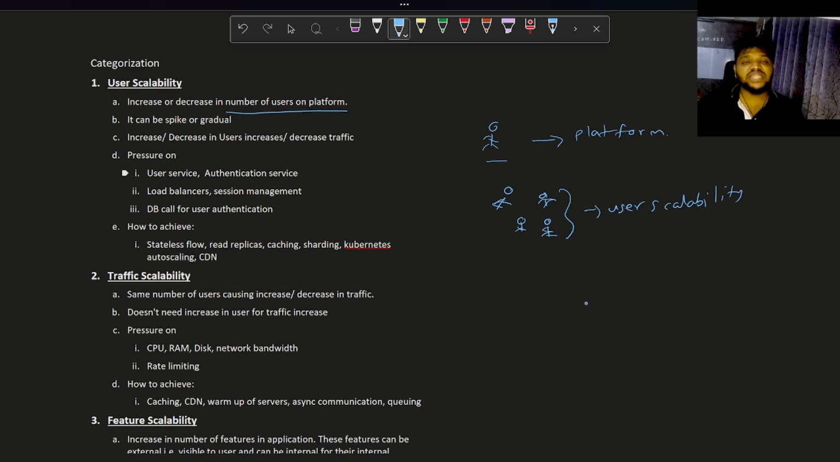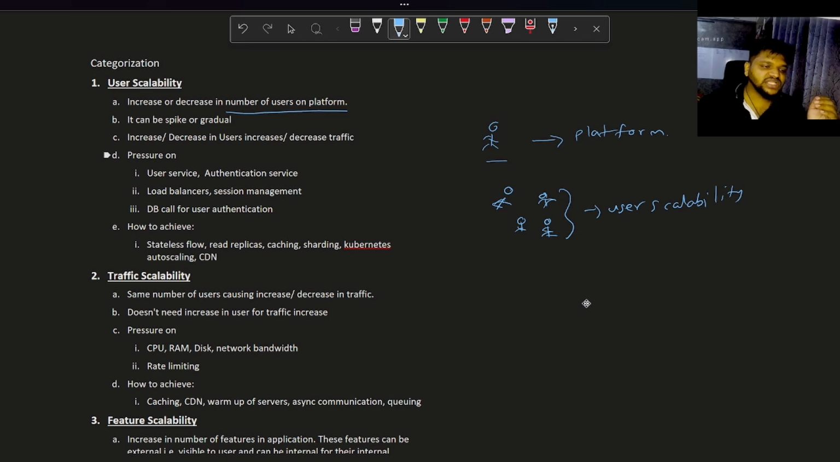Now where does it actually put the pressure? Most companies have a user service and an authentication service. The more users are coming, they have to do login, logout, authentication, authorization, validation, all those things. So these are the places where the stress increases in the infrastructure. Again, there are load balancers. If the systems are made as stateful systems, then managing the session again becomes problematic. Again, a lot of DB calls need to be done for authentication and authorization.